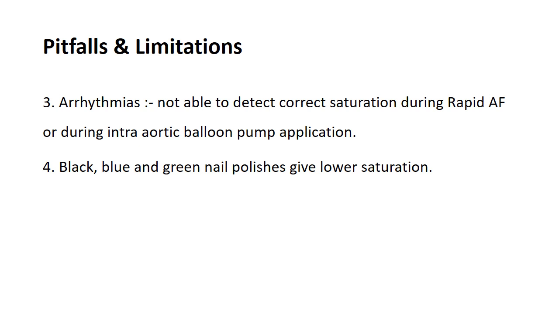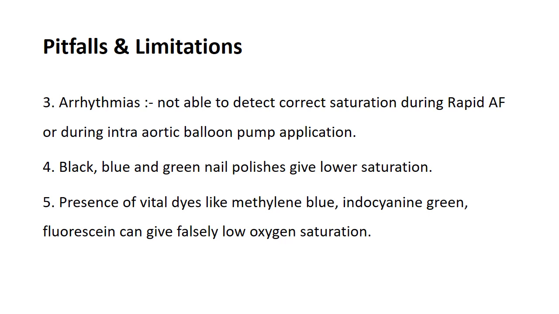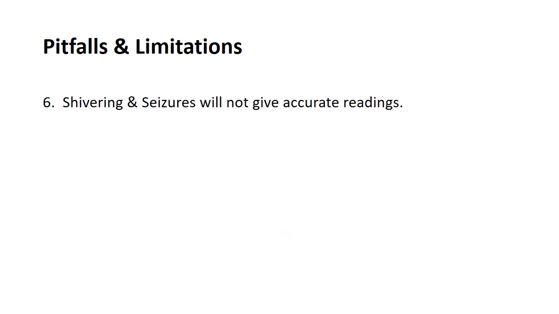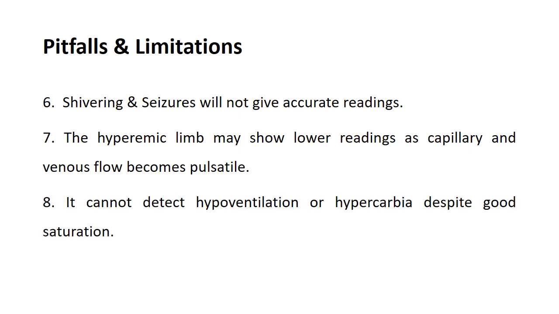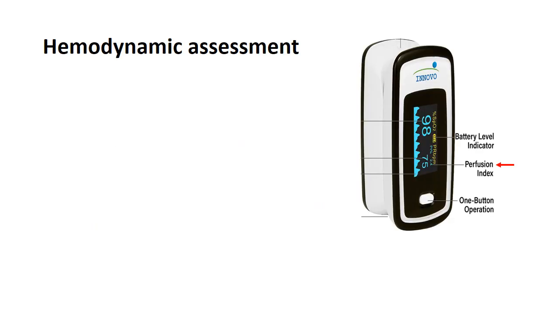In the case of black, blue and green nail polishes, it will give a lower saturation. The presence of vital dyes like methylene blue and indocyanine green can also give low readings. Shivering and seizure will not give accurate readings. A hyperemic limb may show a lower reading as capillary and venous flow becomes pulsatile, and it cannot detect hypoventilation or hypercarbia despite good saturation.